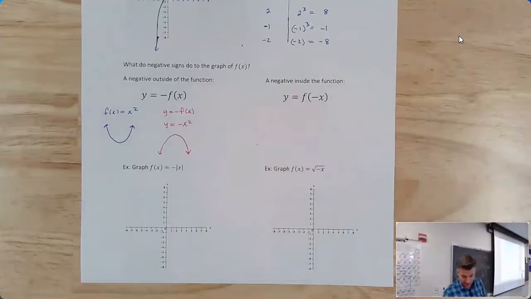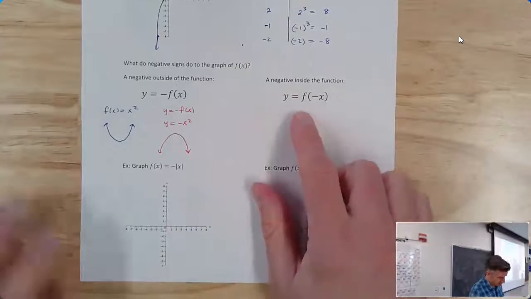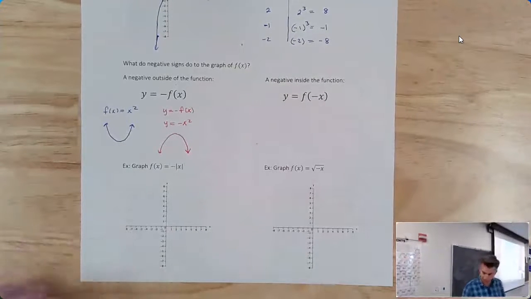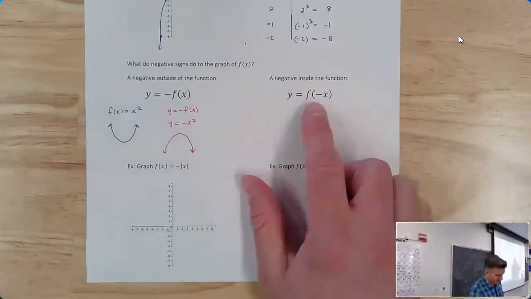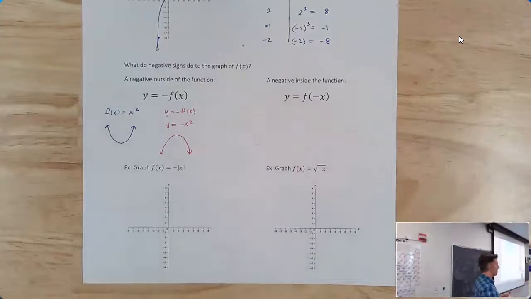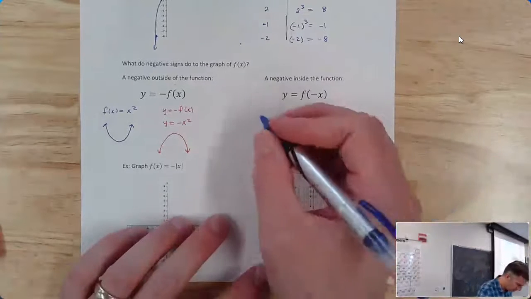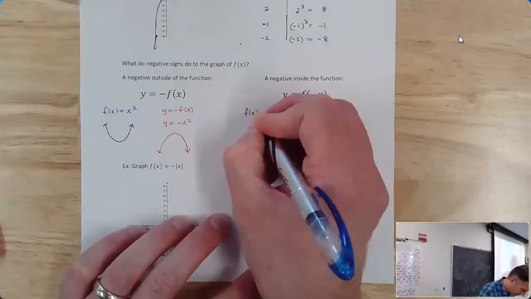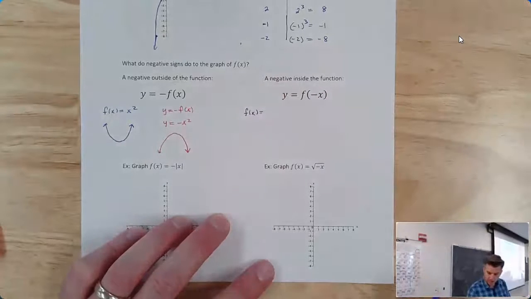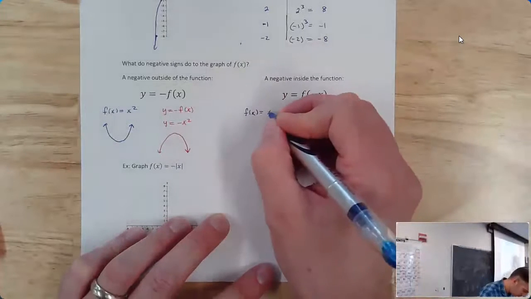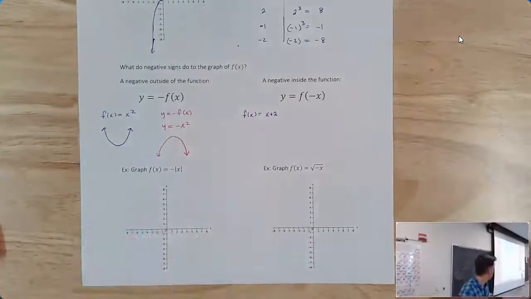On the other hand, this one's harder to come up with an example for. So if your function has a negative on the inside, it's kind of like you're doing the negative first. So here's an example of that. Let's say our function was f of x equal to the line x plus 2. The straight line.